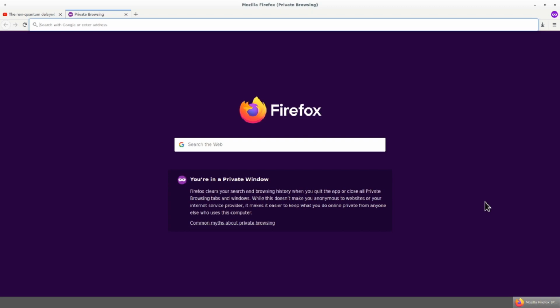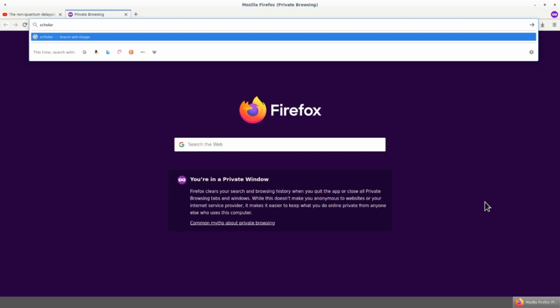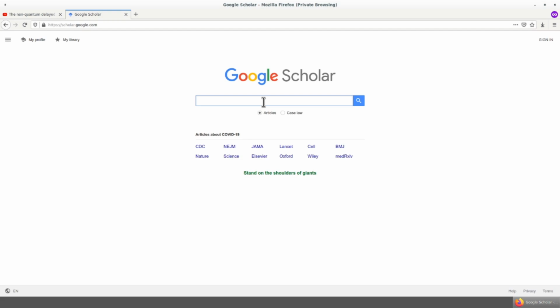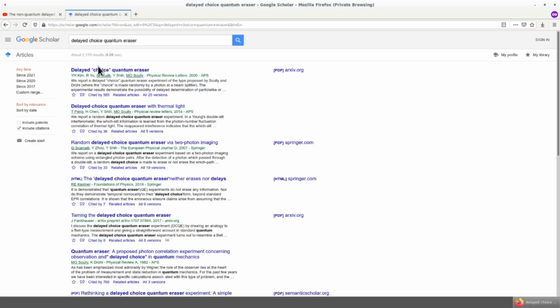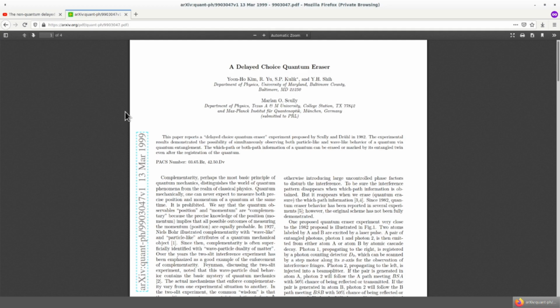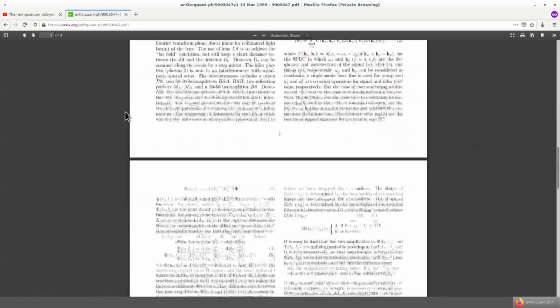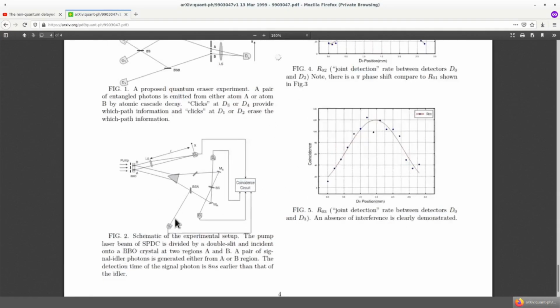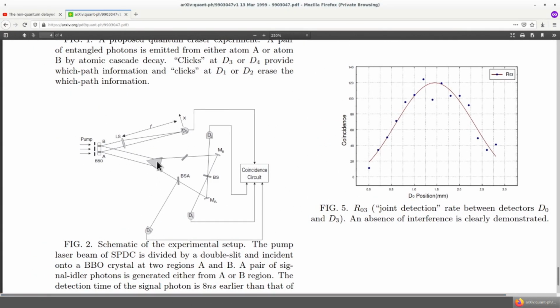There are two things we need. First, we're going to need the layout of the original experiment, and we can get that from the paper. So we go to Google Scholar, and we search delayed choice quantum eraser. And the top result is the right one. And Google Scholar almost always gives an open access link to the paper. So here's the paper, and we can look through it for a figure showing what we want to make. And that's it right here, figure 2, a schematic of the experimental setup.